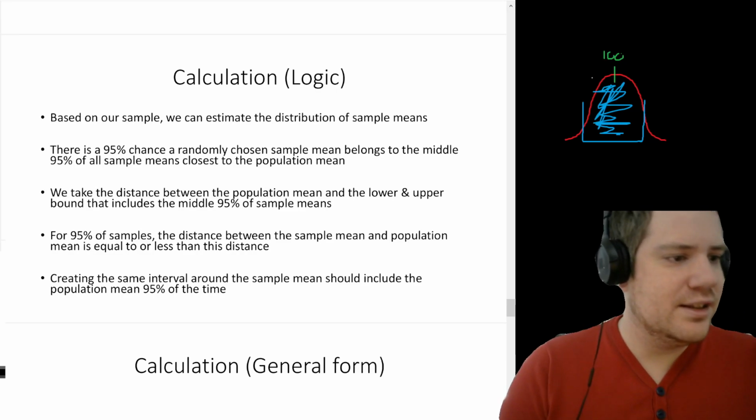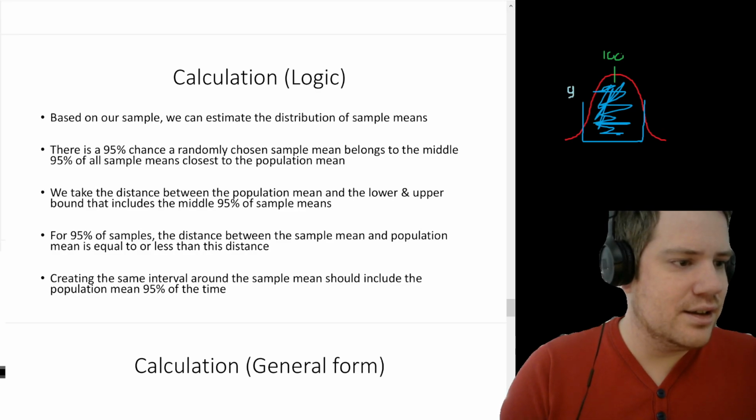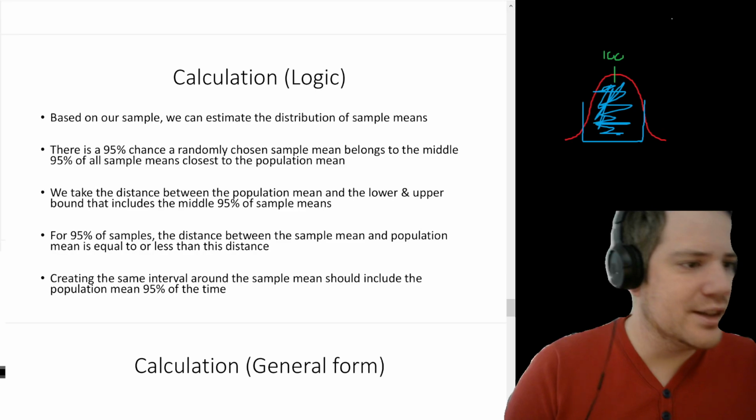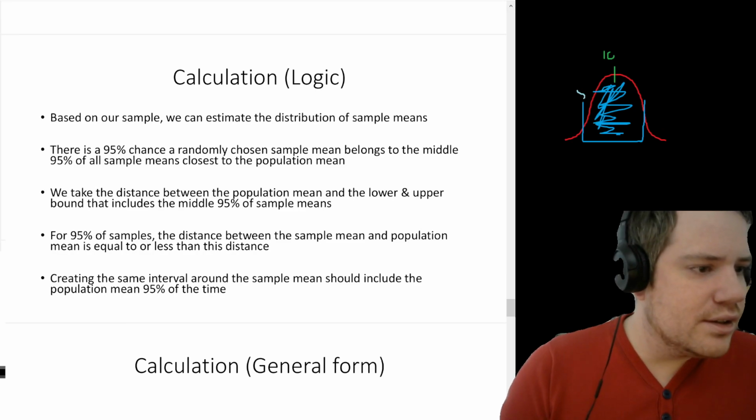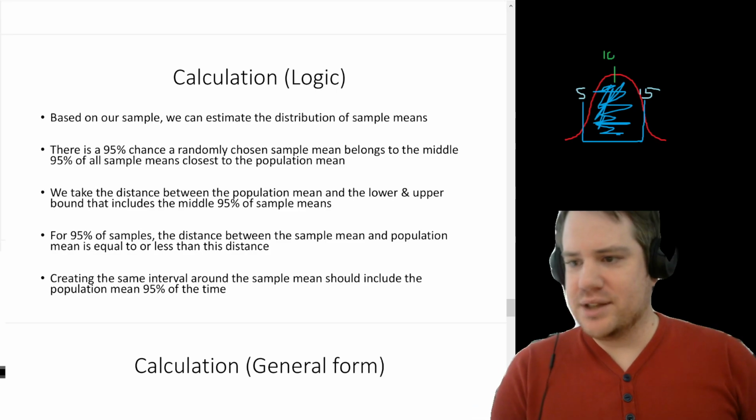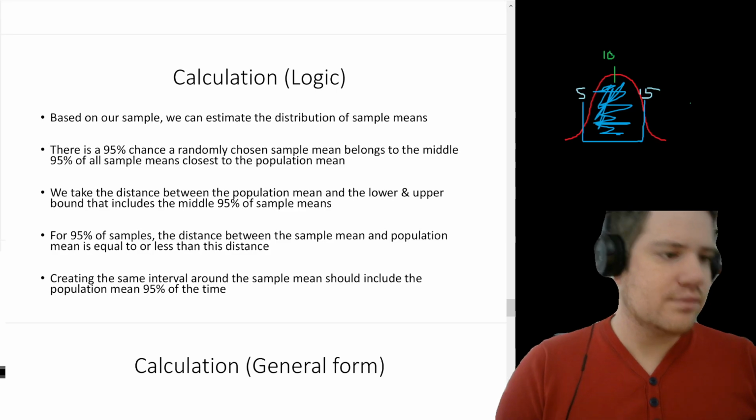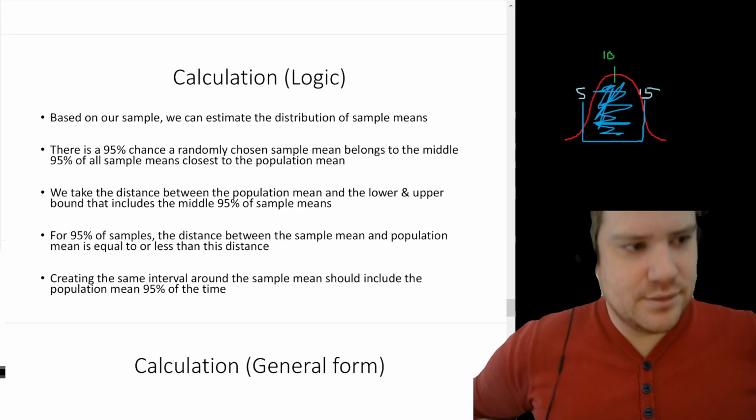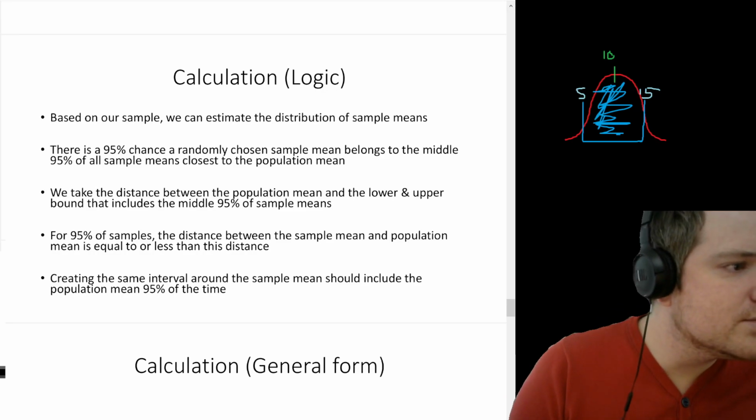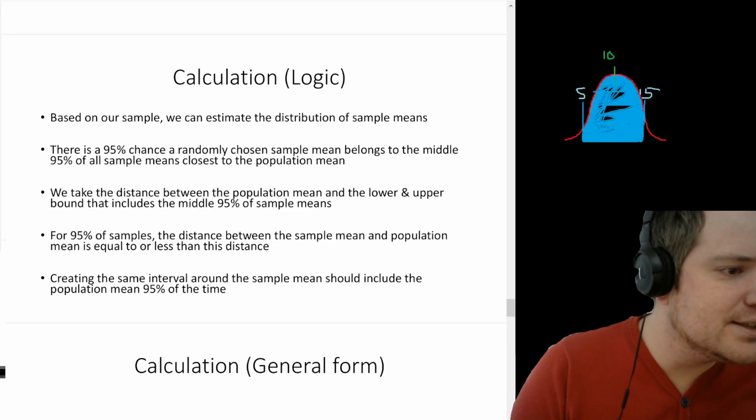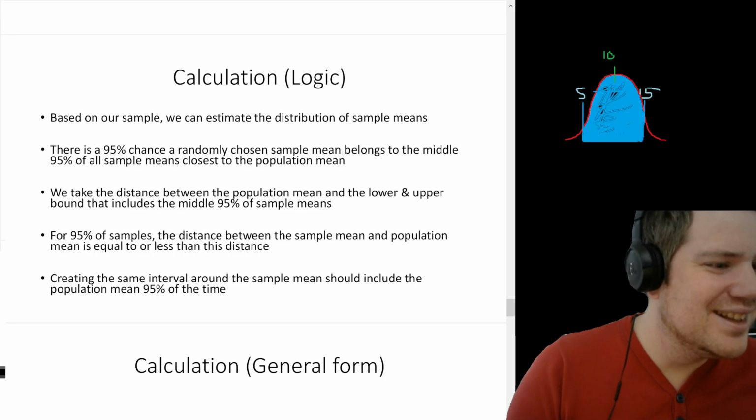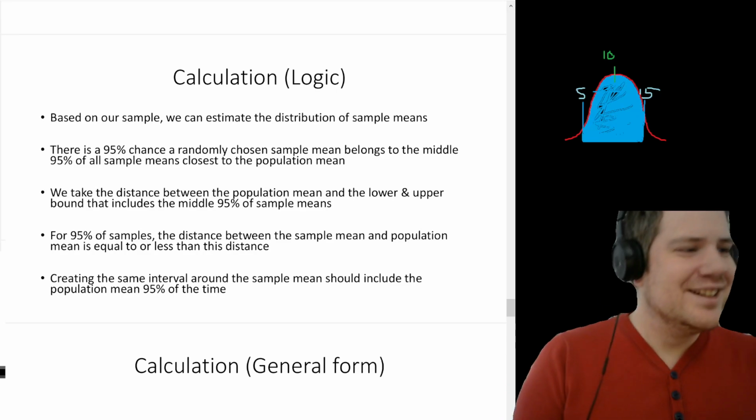And now for convenience, let's say that, actually, I'll take different numbers. Let's say the mean is 10, and that we've determined that 95% of the scores are between 5 and 15. Okay, you get the idea. Good enough.